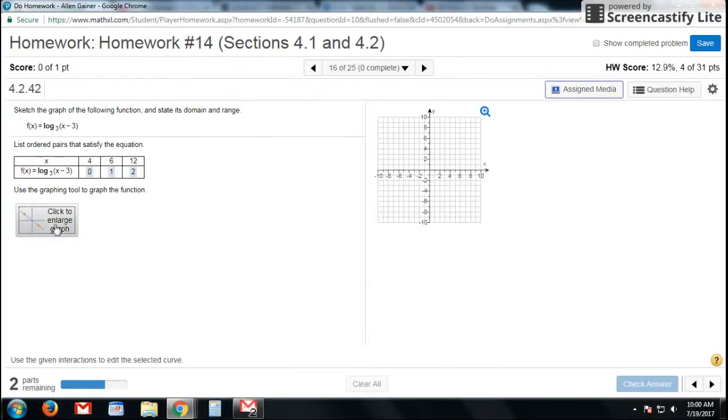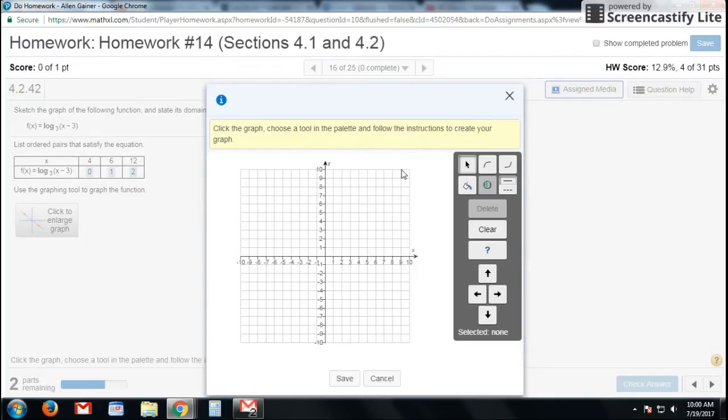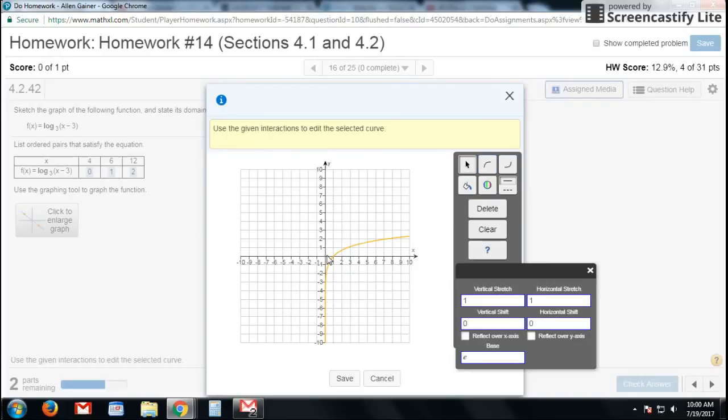Now, as we try to graph this, click to enlarge the graph. Here is our logarithmic shape. Again, let's just click somewhere on the picture to get it to draw us a log picture. And now let's think about how we need to change this log to match our current problem. Our current problem has in parentheses that minus 3. So that's a horizontal shift to the right by 3 places. To make it go to the right by 3 places, let's put a plus 3 in the horizontal shift box.